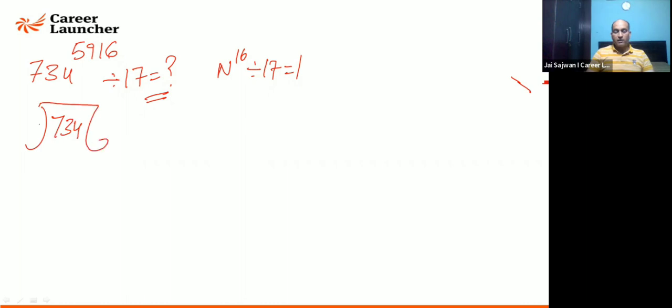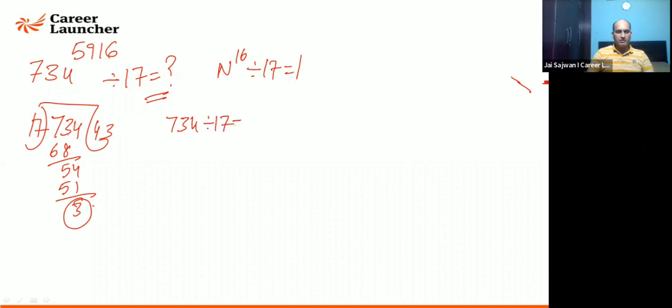Let's divide 734 by 17. 17 fours are 68. Fine. So 17 threes are 51. Remainder is 3. So I know 734 divided by 17, remainder is 3. I know 734 to the power of 16 divided by 17, remainder is 1 by using Fermat's theorem.